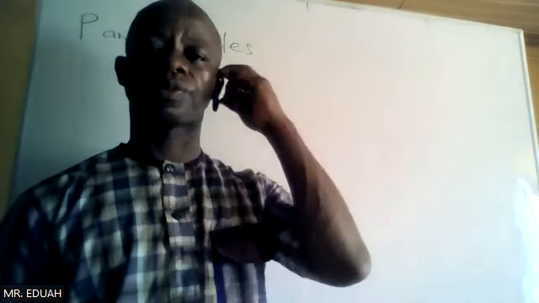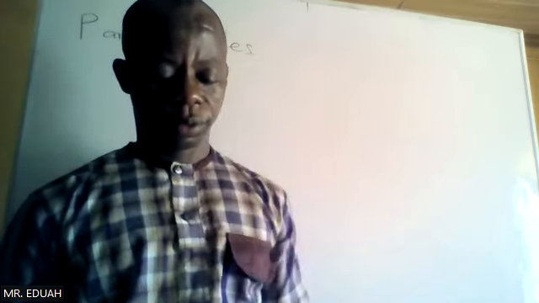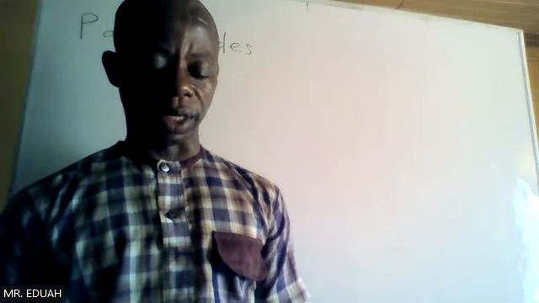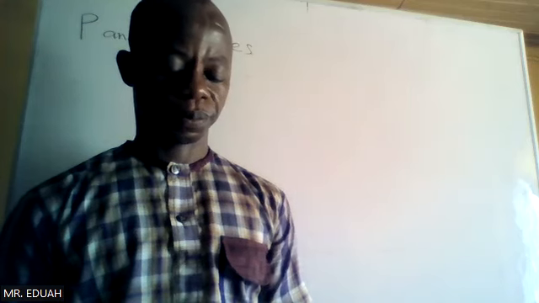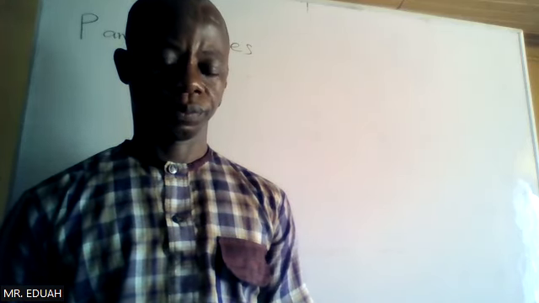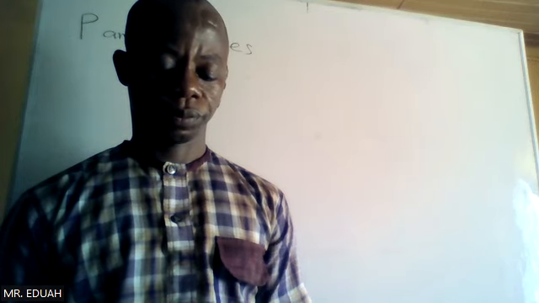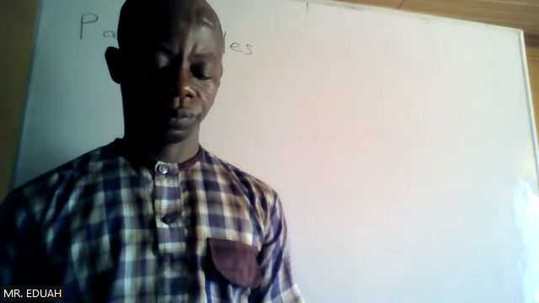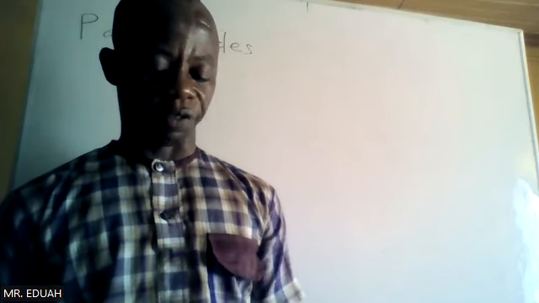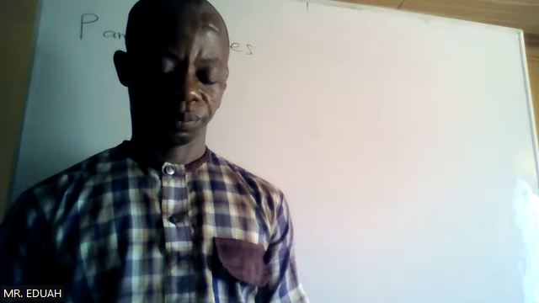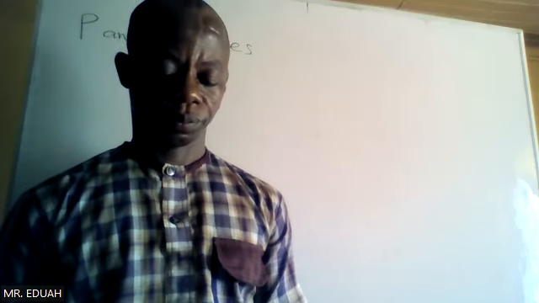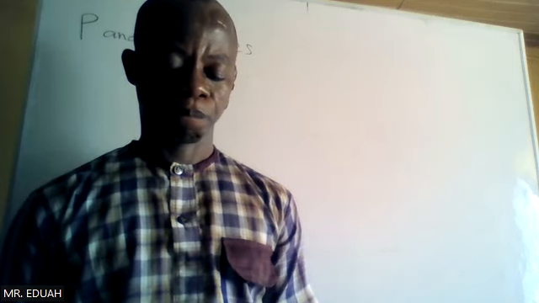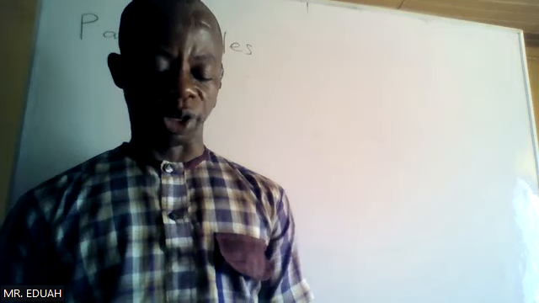Have you gotten the coordinates? Yes, sir. Internally and externally, respectively, in the ratio negative 5 is to 3. Find the coordinates of P and Q.